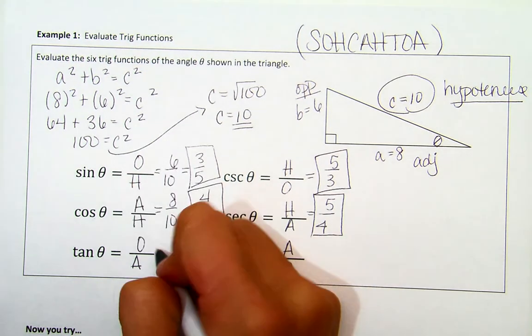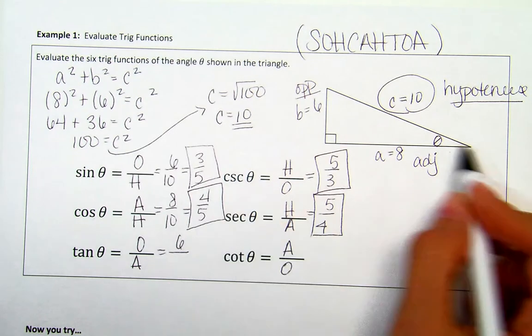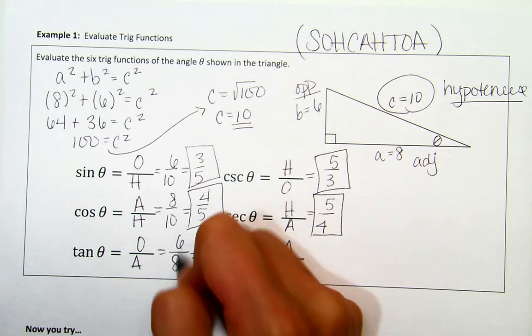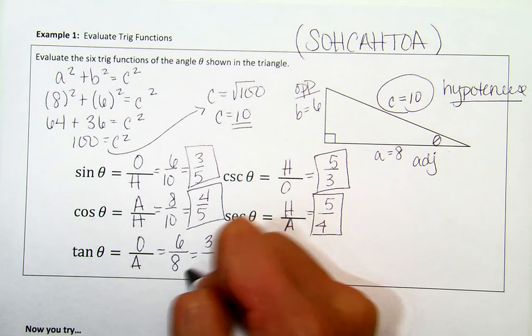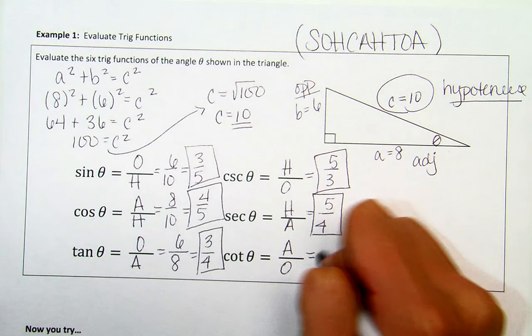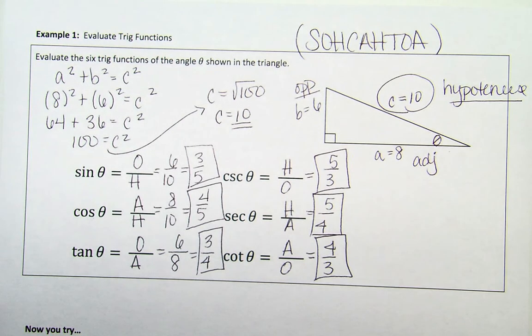And then if I look at tangent, opposite is obviously 6 over adjacent, which is 8. They both have 2 that I can divide out. 6 divided by 2 is 3. 8 divided by 2 is 4. So I get 3/4. If I flip these guys around here, I get 4/3 for cotangent. So that's my example 1.